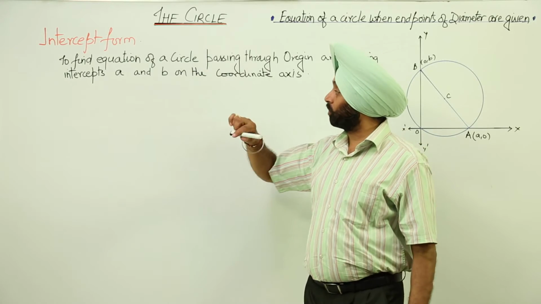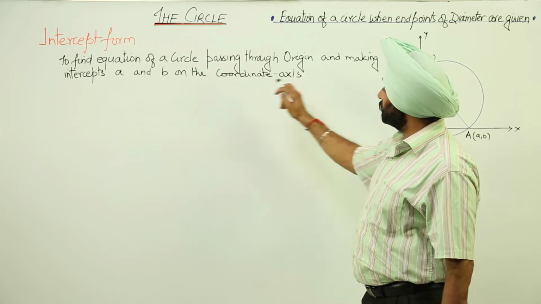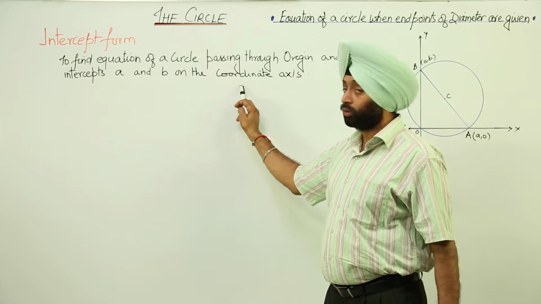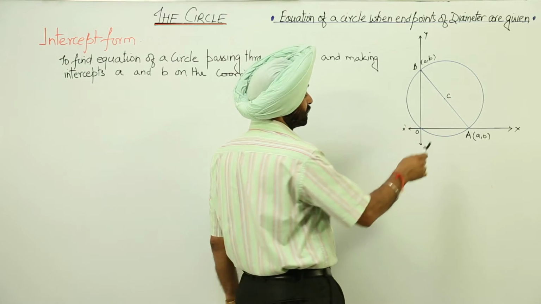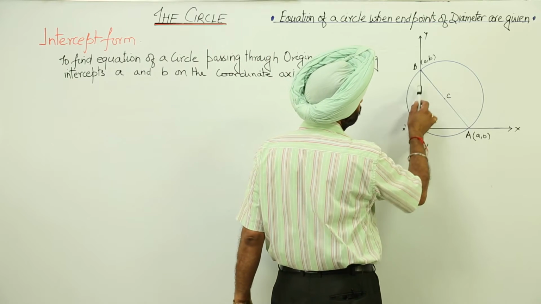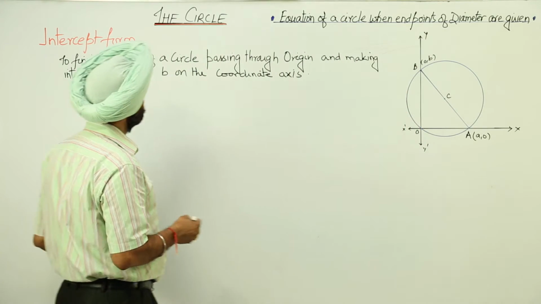Intercept form. To find the equation of a circle passing through the origin and making intercepts a and b on the coordinate axes. And we are having a figure here, a circle passing through the origin and making intercepts a and b on the x axis and y axis.